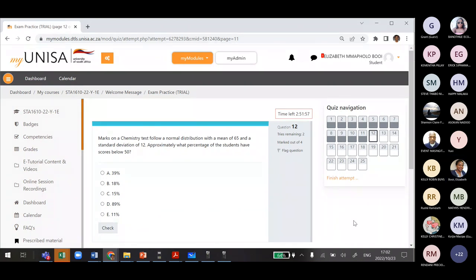Question 12. We are now in normal probabilities. Now, when you are in normal probability and when you move into sampling distribution probabilities, you will need to understand the key words and key things that are given in the question as well, because the two look almost exactly the same. So the marks on a chemistry test follow a normal distribution with a mean of 65 and a standard deviation of 9. Approximately what percentage of students have a score below 50?